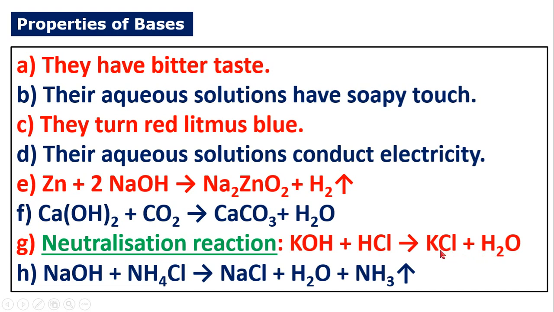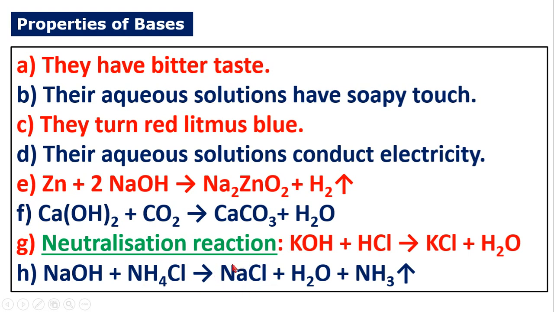So a base reacts with an acid to form salt and water. This reaction is called a neutralization reaction. The last one, NaOH, a base, reacts with ammonium salt, ammonium chloride. If you are heating, what happens? It produces ammonia gas.